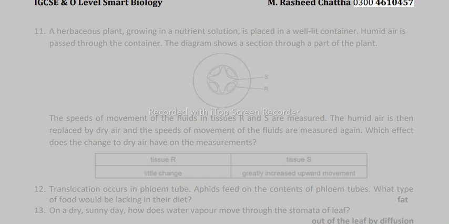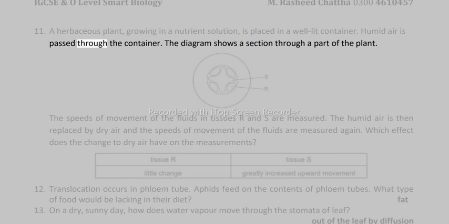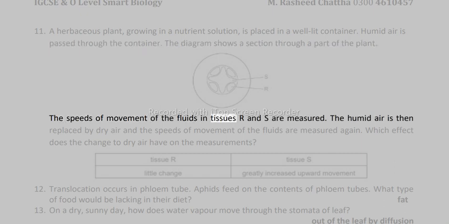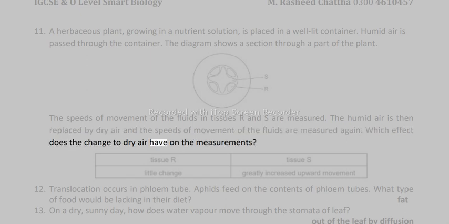11. A herbaceous plant, growing in a nutrient solution, is placed in a well-lit container. Humid air is passed through the container. The diagram shows a section through a part of the plant. The speeds of movement of the fluids in tissues R and S are measured. The humid air is then replaced by dry air and the speeds of movement of the fluids are measured again. Which effect does the change to dry air have on the measurements?